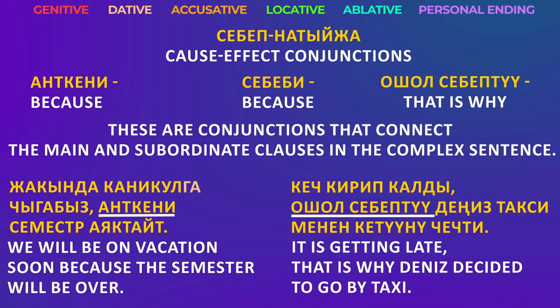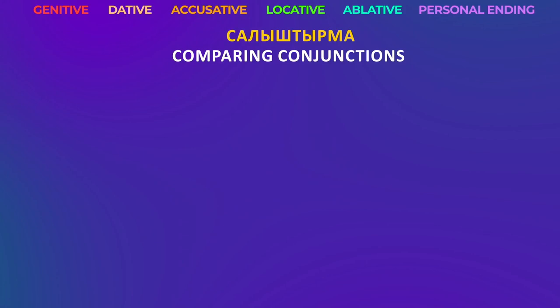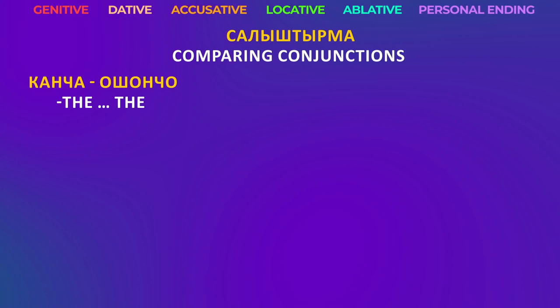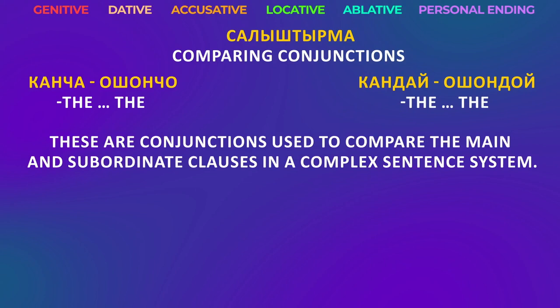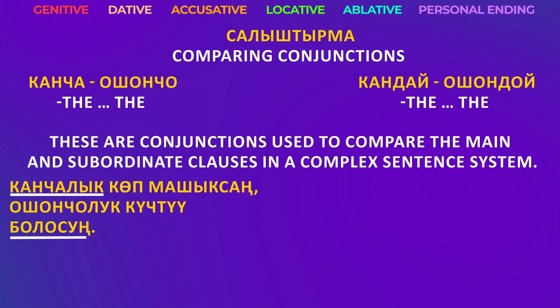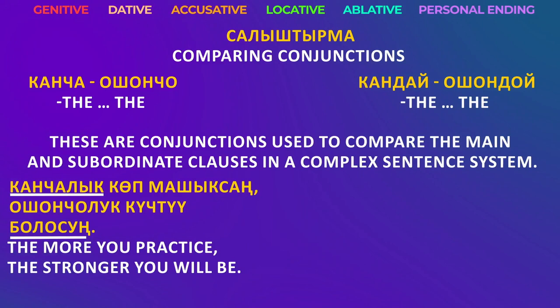Another type of conjunction is салыштырма conjunction. So it's the comparing conjunction. So the words would be қанча and ошончо. Another one would be қандай and ошондой. So these conjunctions are used to compare the main and subordinate clauses in a complex sentence. So that sounds hard, but let's see an example. Қанчалық көп машықсаң, ошончолық күчтүү болосың. The more you practice, the stronger you will be.